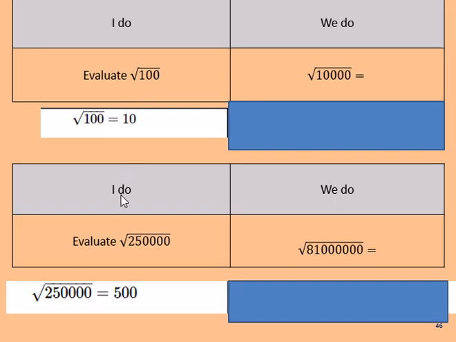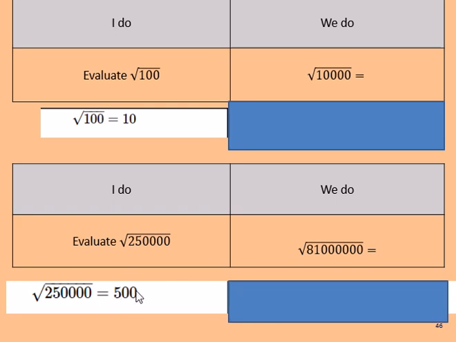For the second I do, 250,000. You have to be a bit careful with this number. Look at the first 2 digits, 25. What number times by itself makes 25? Well, I know the answer to that is 5. 5 times 5 makes 25. So we know it's going to start with a 5.